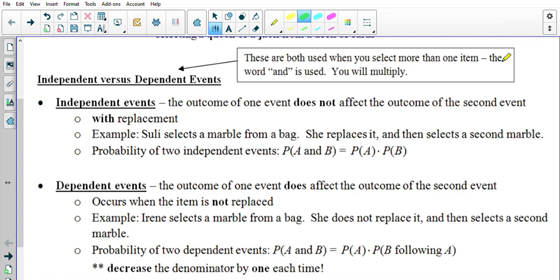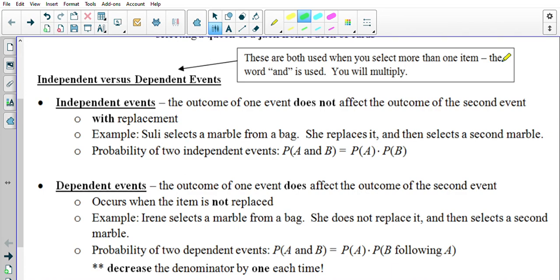And to find these, you're going to multiply. Whereas in our previous lessons, we were adding probabilities. So if I said, what's the probability of selecting red or blue, you'd add the number of red to the number of blue. That's different than saying, what's the probability of selecting red and then selecting blue. In that situation, you are selecting 2 different marbles.